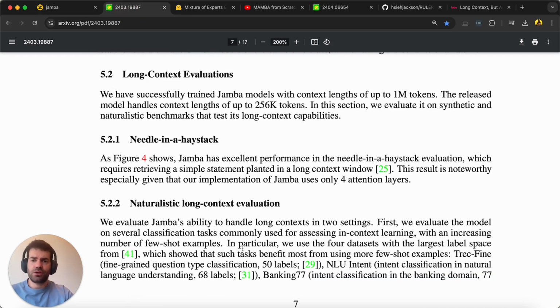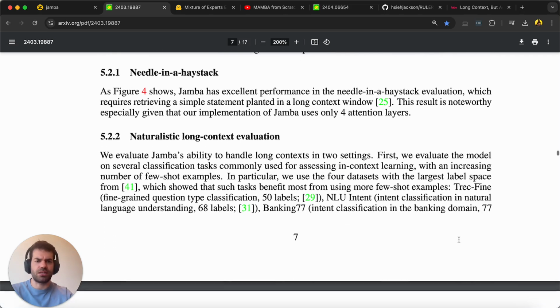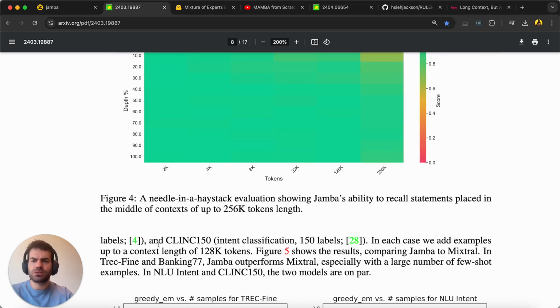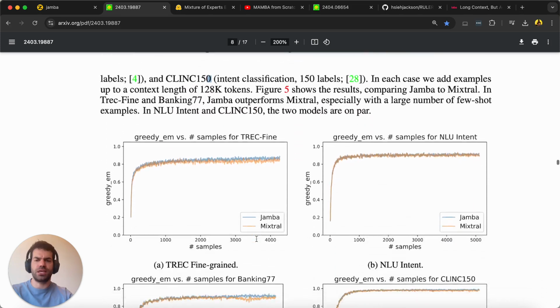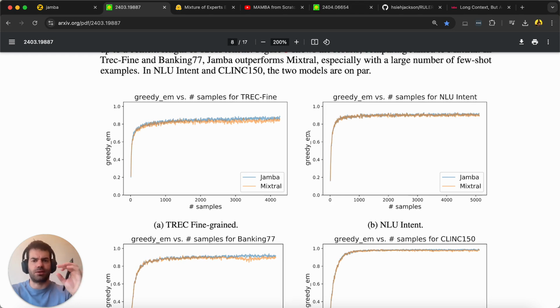Okay, so you can see here also natural long context evaluation. So we use data and also in-context learning, meaning few-shot, where if the data itself is long and you're using few-shot in the prompt, it only makes it longer. So you can see here datasets: Banking, NLU, TREC-Fine, and another one, Clinic. And you can see here throughout the number of samples, greedy, this means with temperature 0, and you can see really the match.